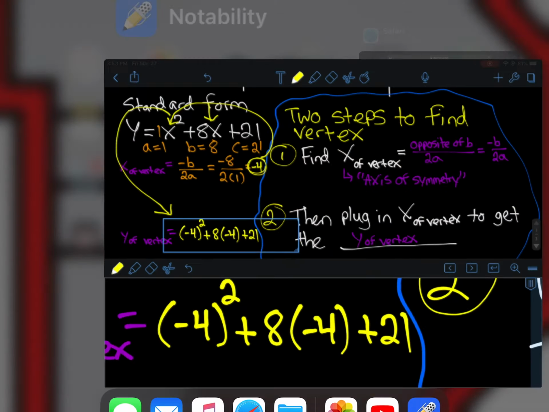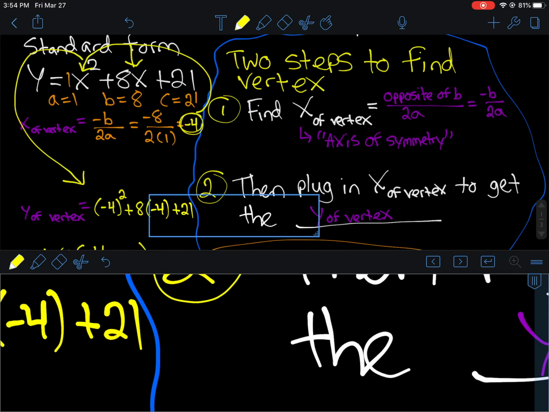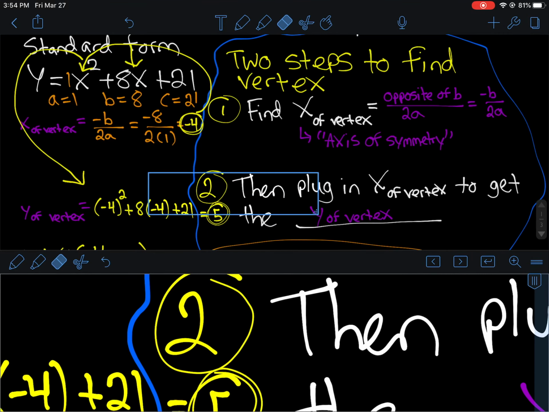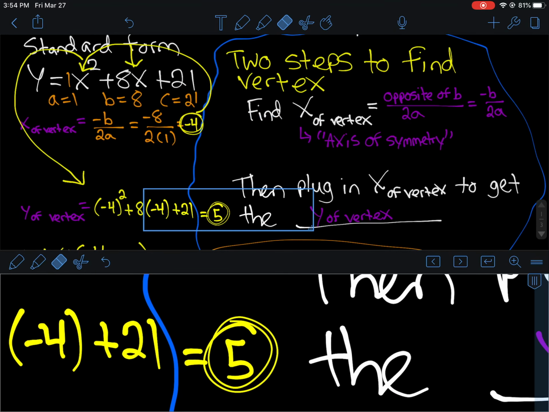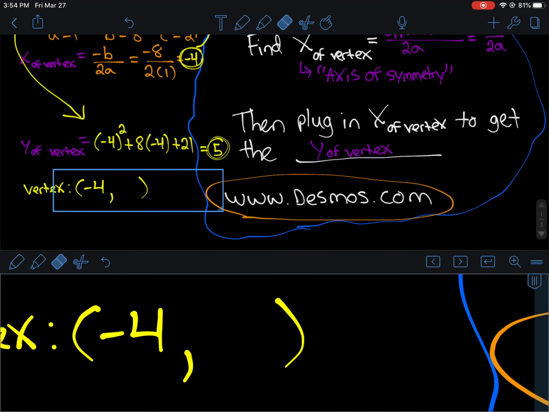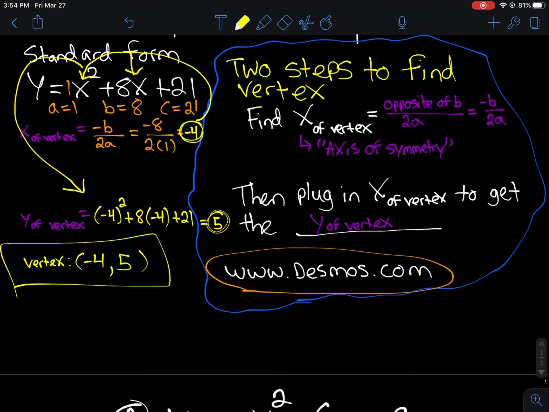So my y of my vertex is going to equal, I ran out of room here, is going to equal 5, right? I'm going to get rid of that so it doesn't look confusing. So again, I got negative 4 and 5 as my answer. So again, my vertex is going to be negative 4, comma 5. I need to put it back in yellow. So that's how you find the vertex of something that's in standard form.